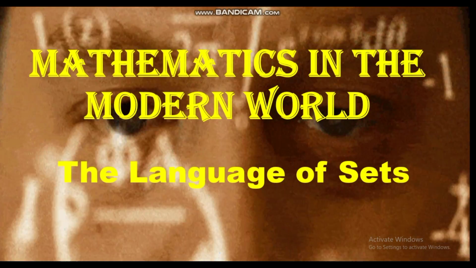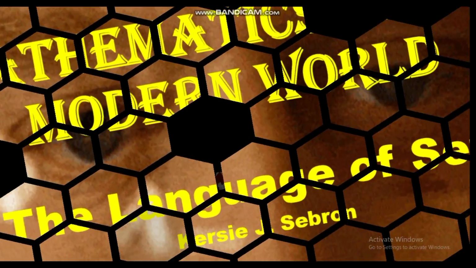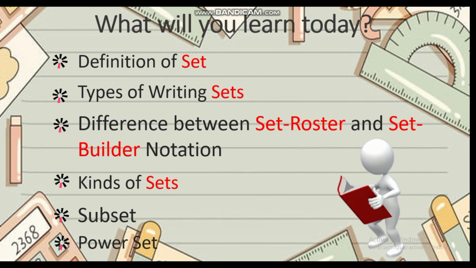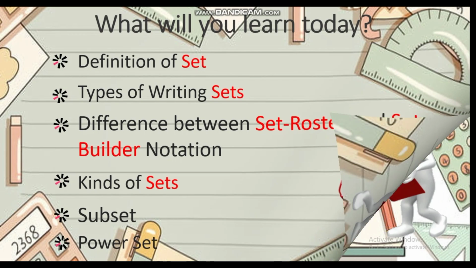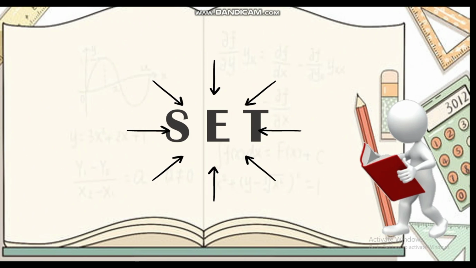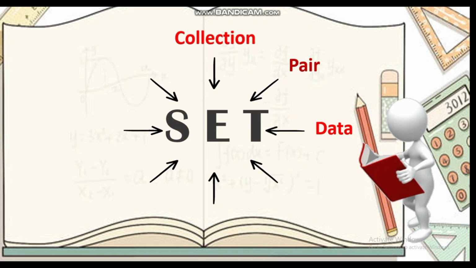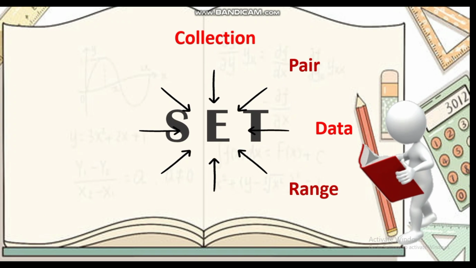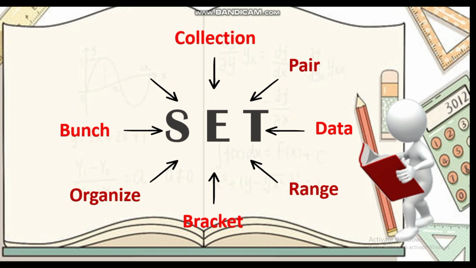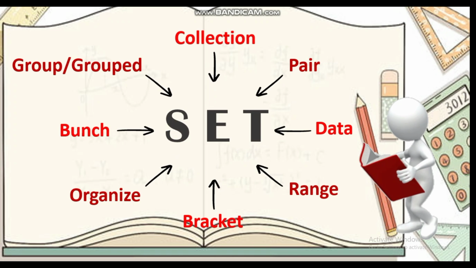This is the language of sets and its basic concepts. This lesson will give you the following learnings: definition of set, types of writing sets, difference between set roster and set builder notation, kinds of sets, subset, and power set. What comes to your mind when you hear the word set? Others would say collection, pair, data, range, bracket, organized, bunch, group.